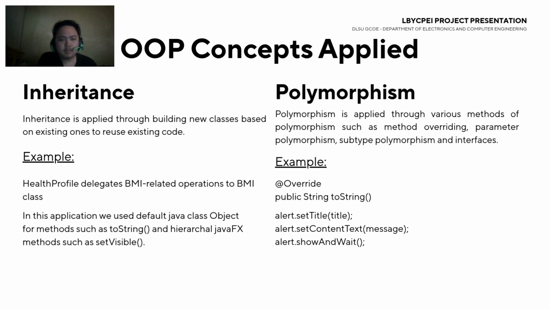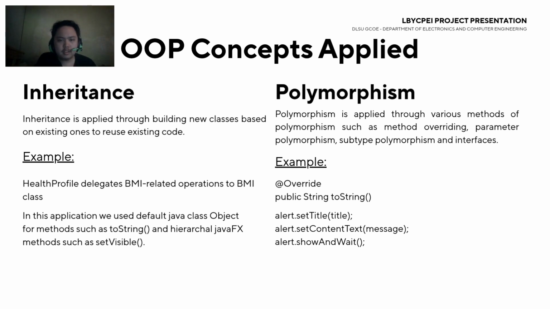For instance, all classes implicitly inherit from Java's Object class, enabling us to override core methods such as toString for custom behavior. Similarly, JavaFX components inherit methods like setVisible from the Node class, ensuring consistent behavior while minimizing redundant code. This hierarchical design streamlines development and enhances maintainability.